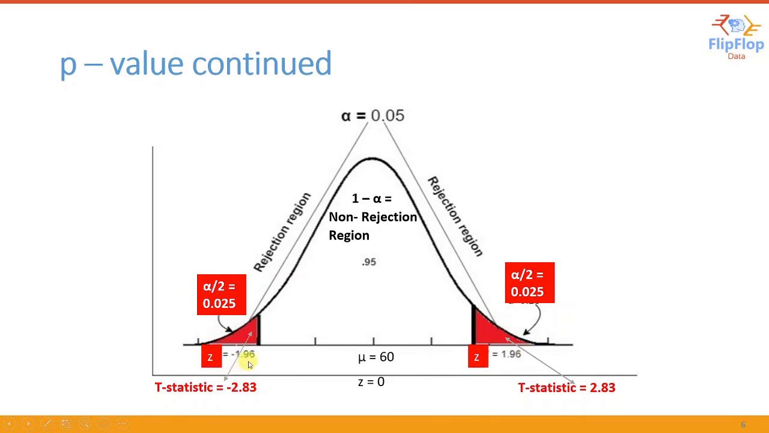As we know, mu is 60. Z always starts from 0 at the mean. So the test statistic that we computed is 2.83. We have 1 minus alpha, which is our non-rejection region, and it is equal to 0.95.